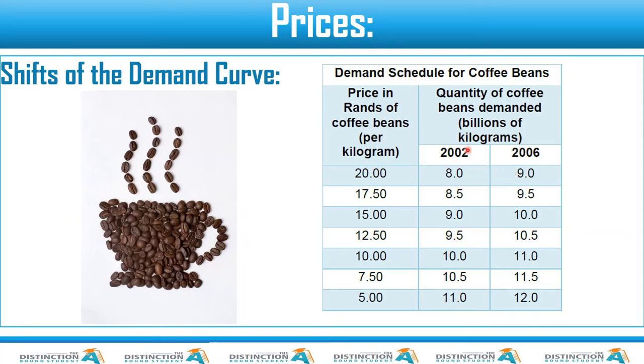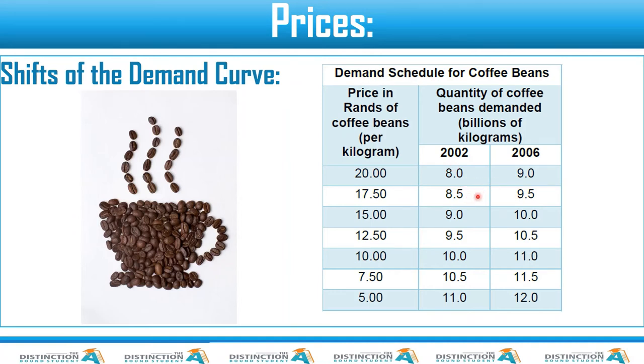Well, do you notice that if we compare 2002 with 2006, at the same price of 20 rand, 9 billion kgs would be demanded in a whole year at the same price. Okay, so it shows that more will be demanded, and basically there can be many factors that could have led to this increase. Like I said already, it could be because of an increase in popularity for these caffeinated beverages, and also it could be an increase in population.